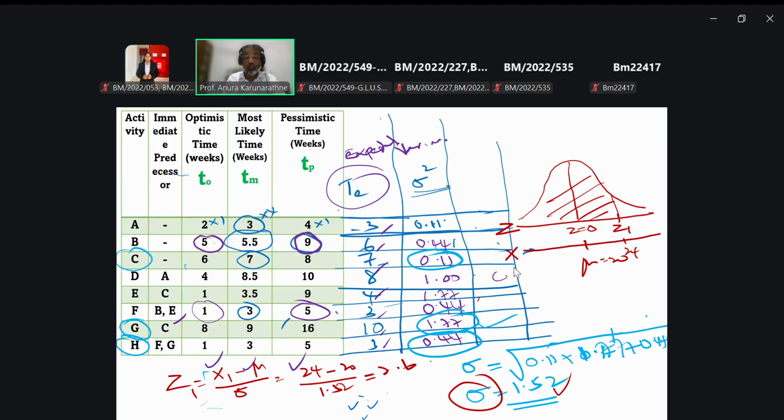So 2.6, right? Then you can obtain the value from the Z table. Read the Z table for 2.6. So what would be the answer?